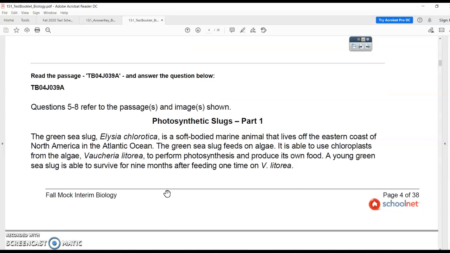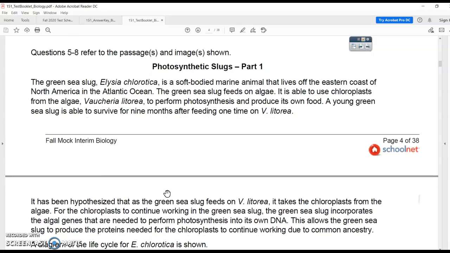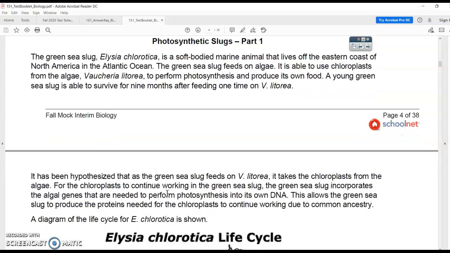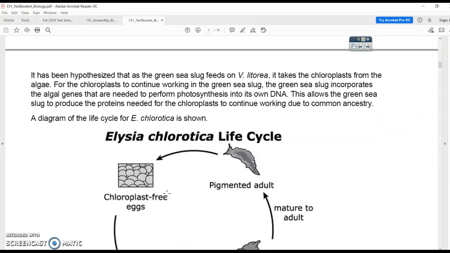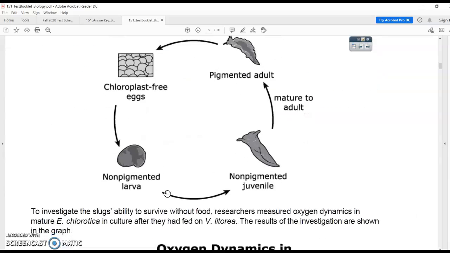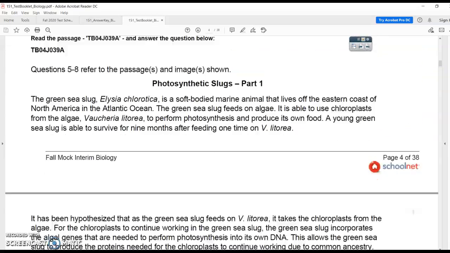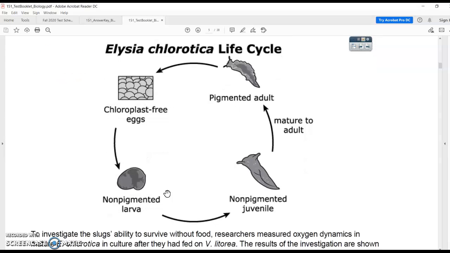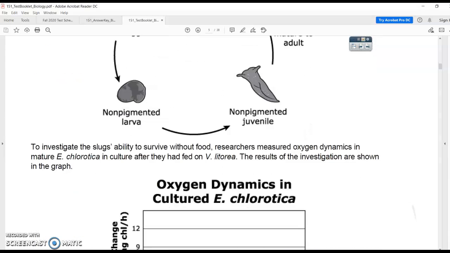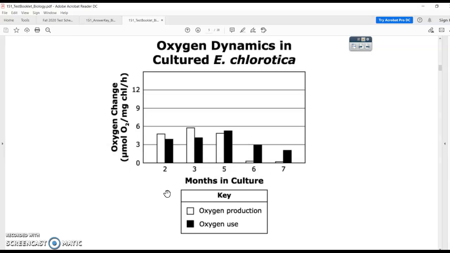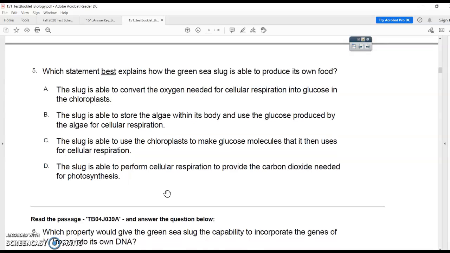Now, questions 5 through 8 are about a passage that we actually discussed in class, with the green sea slug that consumes the algae, and the sea slug is actually able to incorporate the DNA of the algae into its DNA so it can also perform photosynthesis. So it gives you an article here, some information, the life cycle of the sea slug, a data table showing oxygen production and use by the sea slug, and we have our questions.